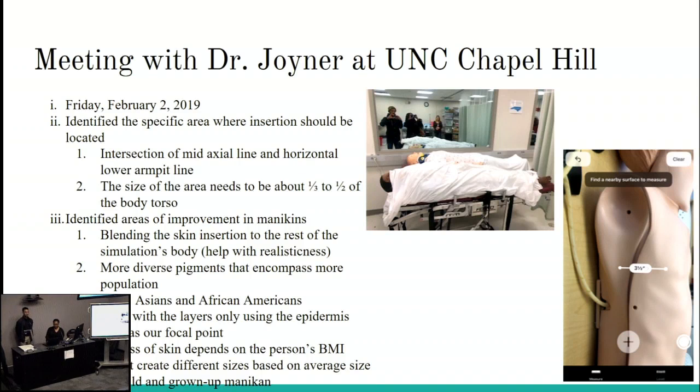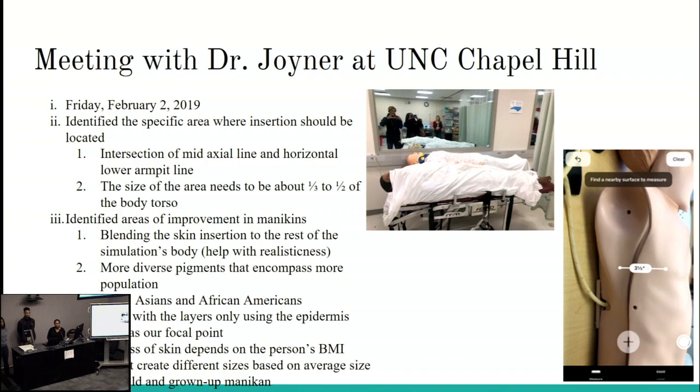Another thing he mentioned is that it has to be a big enough size, a third to a half of the body torso, so that the doctor can actually go in and do the chest tube insertion. And then it was also important that we identified the areas of improvement in the mannequins.